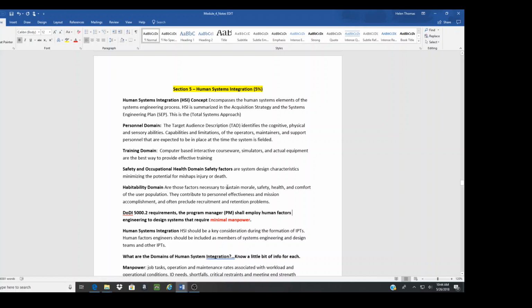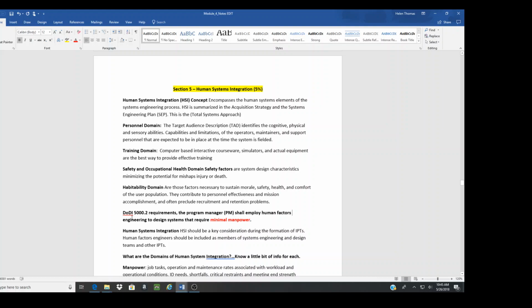Are those factors necessary to sustain morale, safety, health? So all inclusive things that you need to do once you train the individual. Personnel domain, training domain, and then the area where you also maintain your morale, safety, health of the individual users of that equipment.